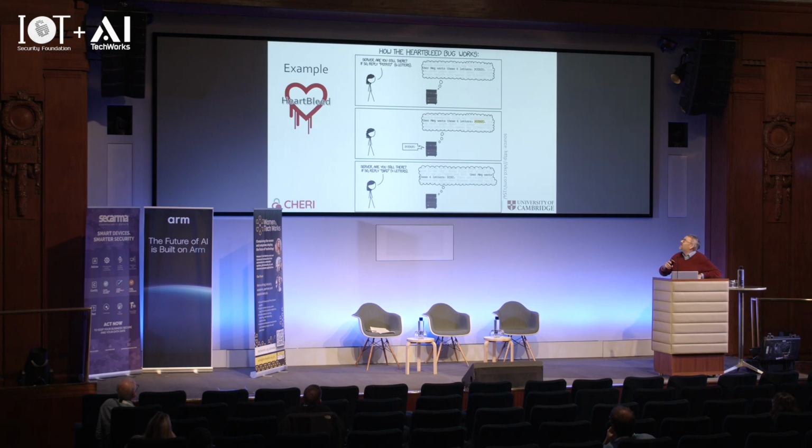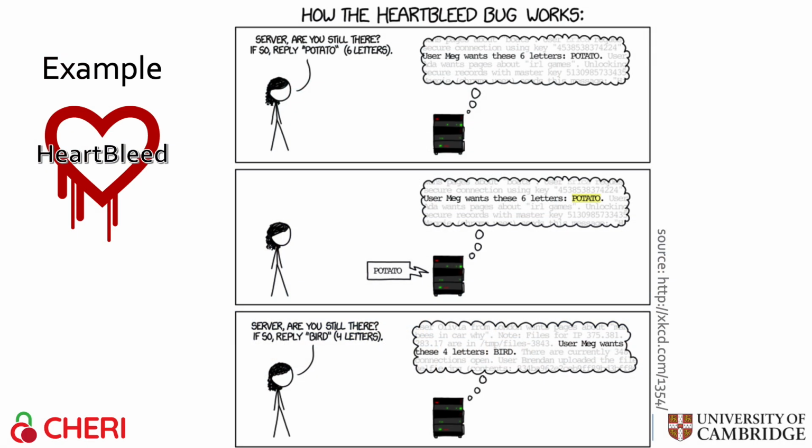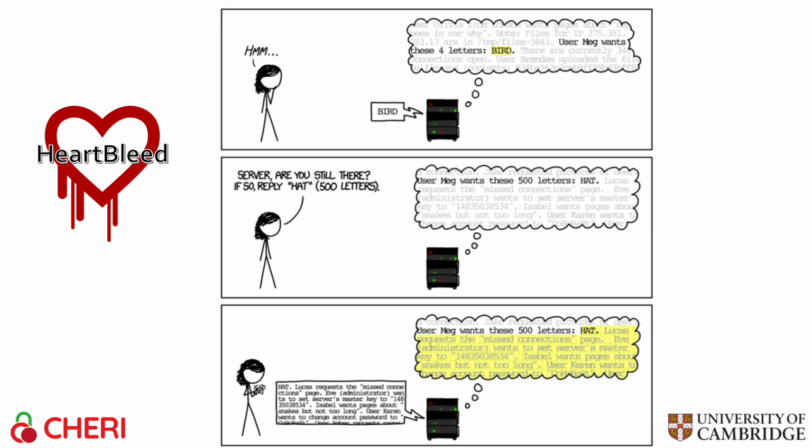The client says, and I can't actually read that, which doesn't help, say potato, and the server says potato. Now say bird, it's 4 letters, it says bird, and then the client gets a little bit more clever. It says, server, say hat. It's 500 letters long. I mean, this is kind of unbelievable, right?